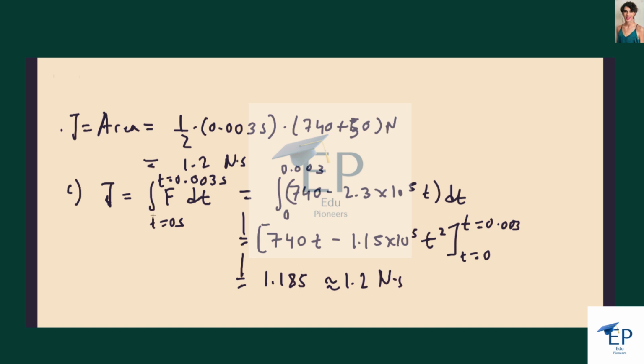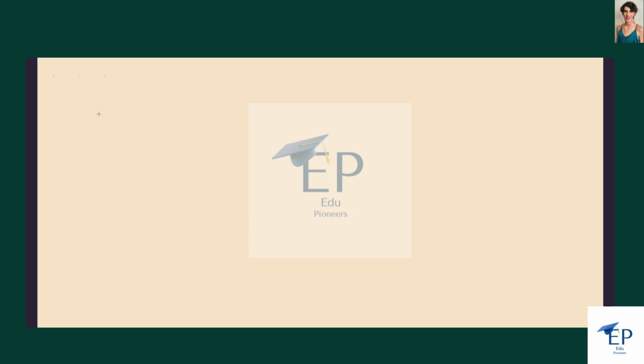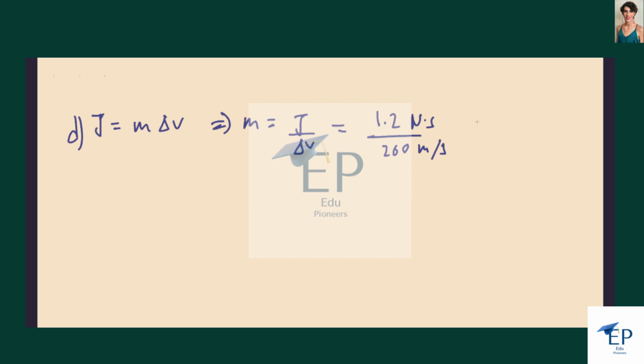This tells us that this was a more accurate method, but nonetheless, the answers are approximately the same in B and C. Okay, in part D, we want to find the mass of this bullet. So the impulse is equal to mass times change in velocity. So mass is just impulse over change in velocity. That's an impulse of 1.2 Newton seconds over a change in velocity of 260 meters per second. And so we get 4.6 times 10 to the negative 3 kilograms, which is also 4.6 grams for the bullet's mass.